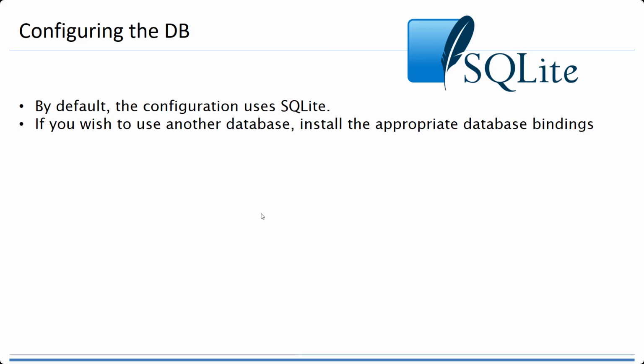For our course, let me just use SQLite. So by default, the configuration uses SQLite. So if you wish to use another database, you can install the appropriate database bindings. So you need to install some libraries, and then you need to install also the database onto your computer, etc. So I don't want to spend a lot of time on that one. If we use SQLite, everything is in PyCharm. Then I can just use SQLite for this class.